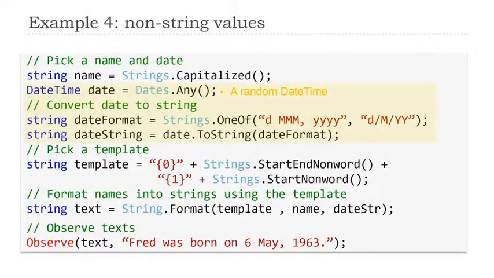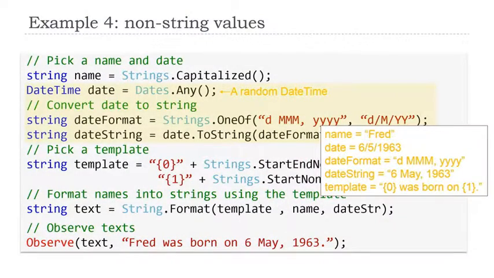And now I need a template with two placeholders in it. Now if I give it the text, "Fred was born on 6th of May 1963", and I run the program, then I can pull out the template, "0 was born on 1", the date string, 6th of May 1963, the format, the date, and the name, all in a handful of lines of code. So you can start to see the power of this system. Build up complex models of generating text, attach some real-world text, and invert it.